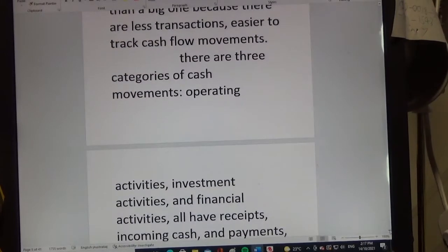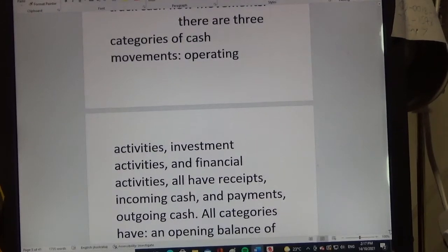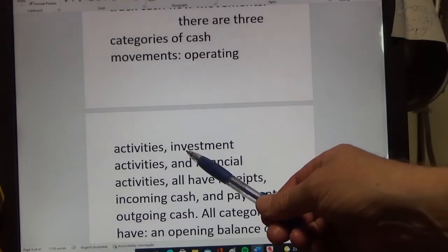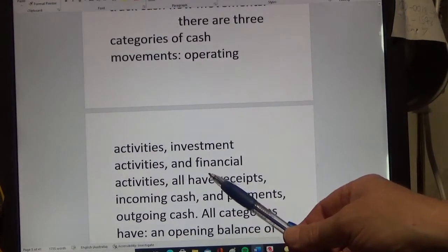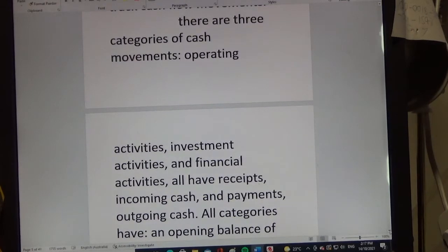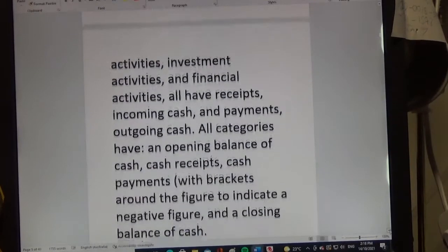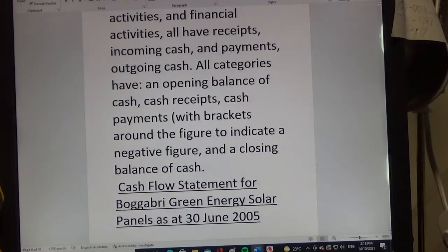So there are three broad categories of cash movements in a cash flow statement: the operating cash flow movement, the investing cash flow movement, and the financing cash flow movement. All categories have receipts and payments, incoming cash and outgoing cash. And all categories should have an opening balance of cash, because capital has to be available for the firm, and you might get transactions just after the calculation of the previous cash flow statement.